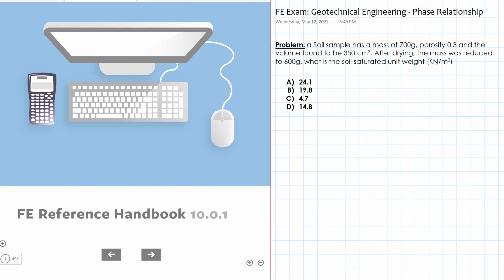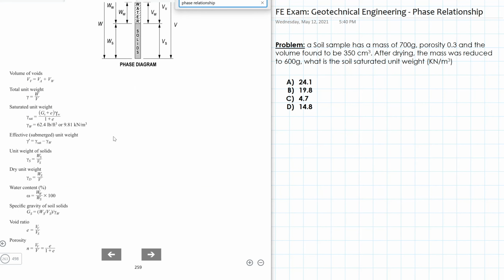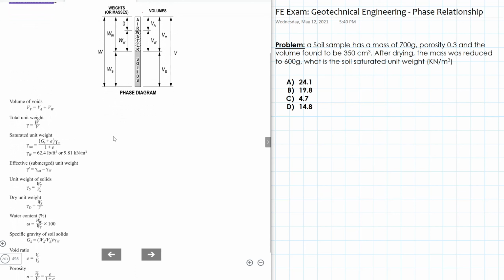As usual, the first thing to do is referring to the related section from our reference handbook, and our keyword this time is phase relationship. Here we go. We will solve this problem via two different approaches. The first approach is from the definition of the saturated unit weight, and the other one using the provided equation by the reference handbook. Now, what do you mean by saturated unit weight?